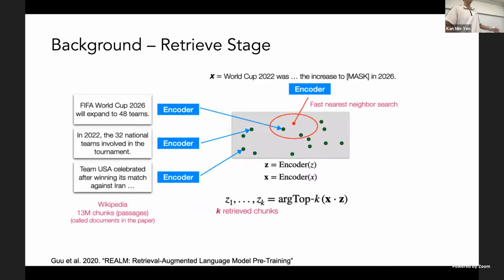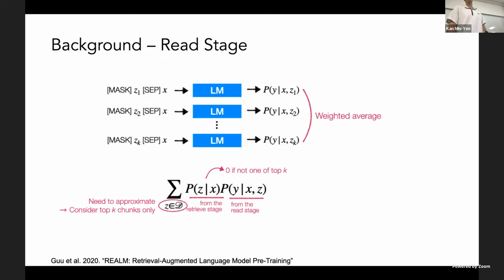It proposes two stages. One is the retrieve stage and another is the read stage. The retrieve stage is pretty simple and straightforward. It encodes the documents and the input separately, with a shared encoder actually, and then uses a neighborhood search algorithm to find the closest ones, and retrieves the top few.